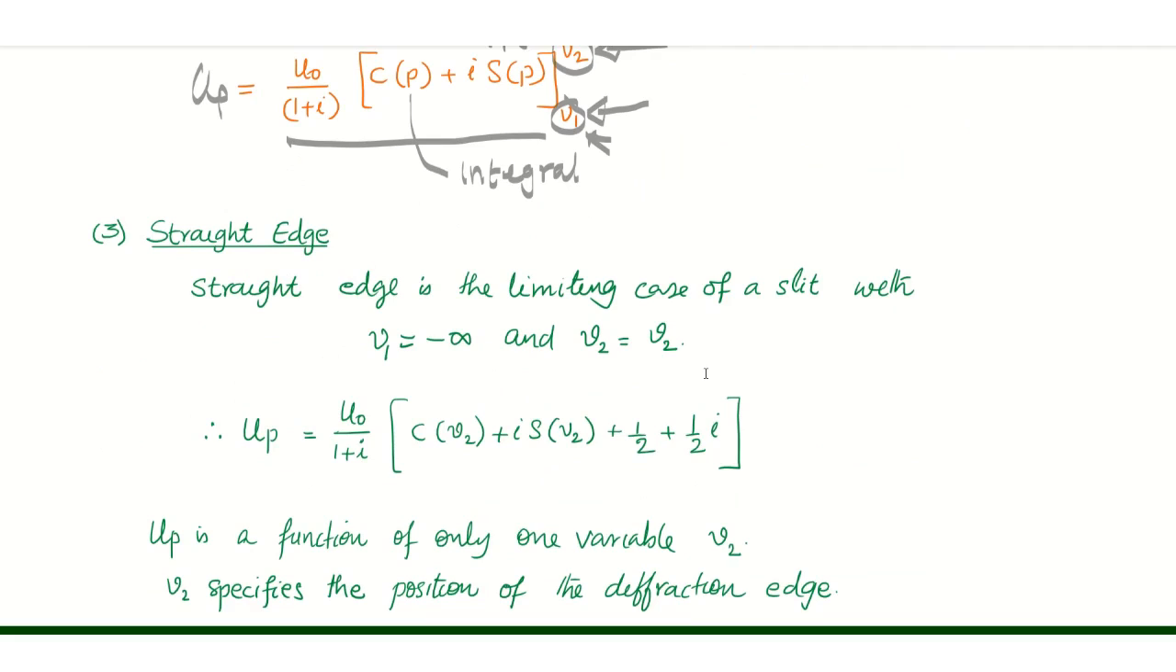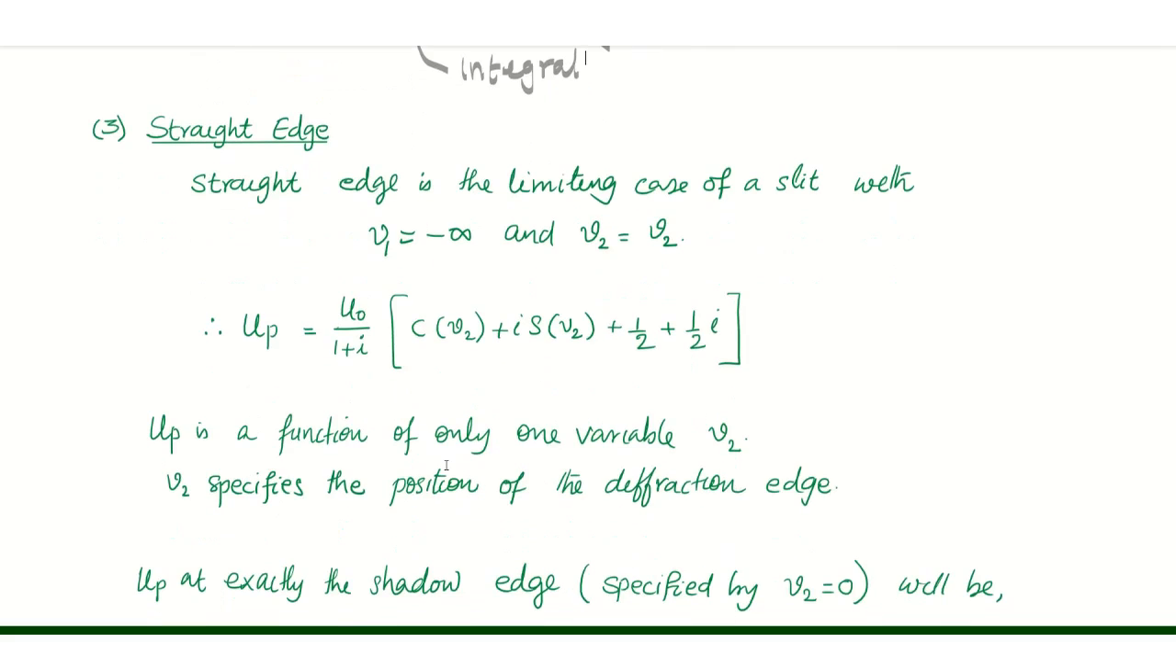Now look at a straight edge. A straight edge is the limiting case of a slit. This was your slit, U was from minus infinity to plus infinity, and this was V1 to V2.